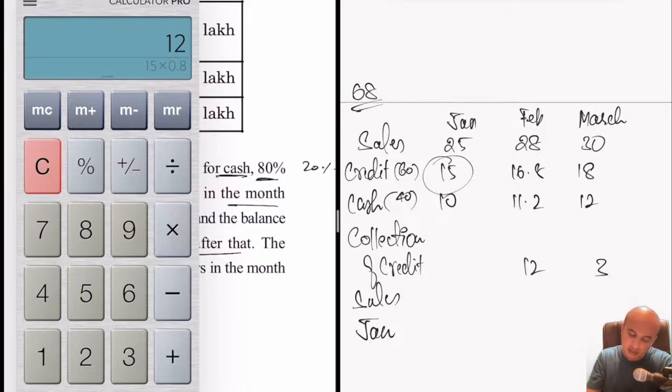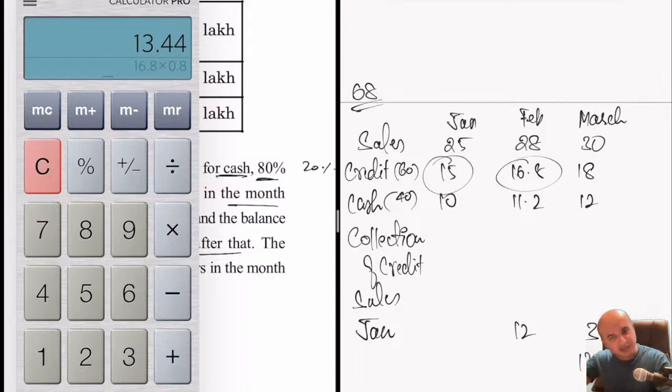So that means whatever we have sold in Jan, out of that some portion is still being collected in the month of March. How much? 3. The same thing with Feb sales as well. How much is the total credit sales of Feb? 16.8. So 16.8 into 80% will be collected in the month of March, which is 13.44. Remaining will be collected in the month of April. But we are not bothered about April. We are only worried about how much money is being collected in the month of March.